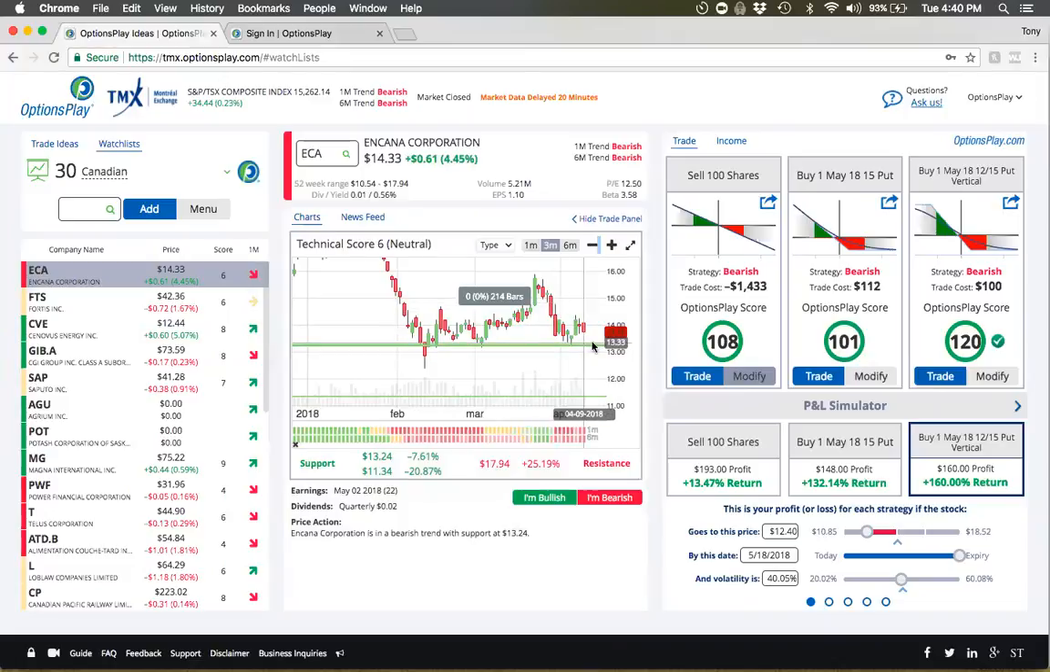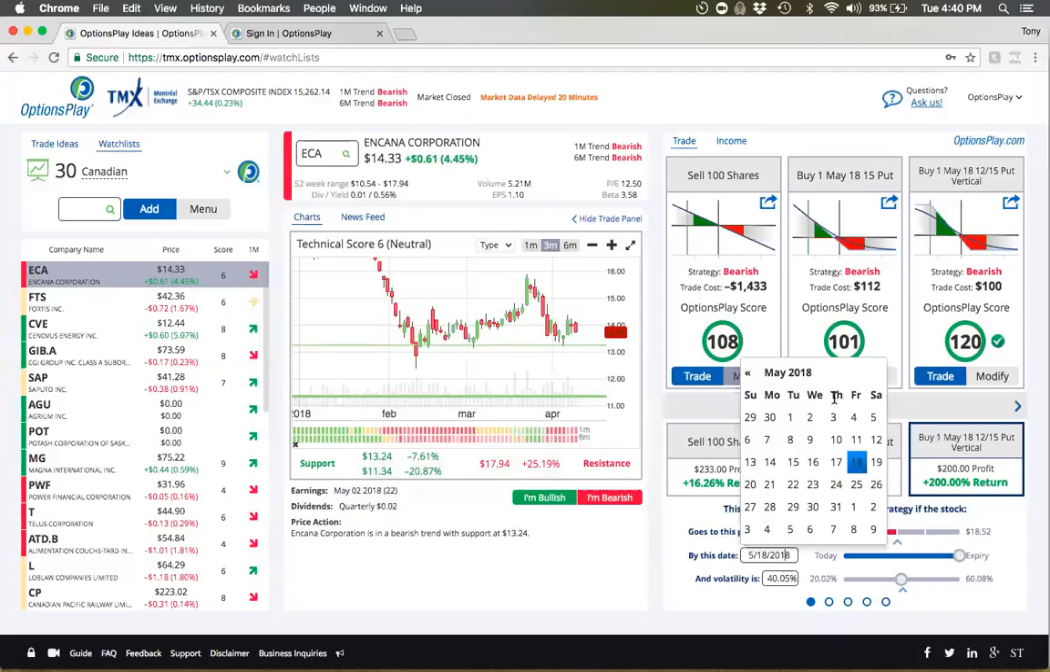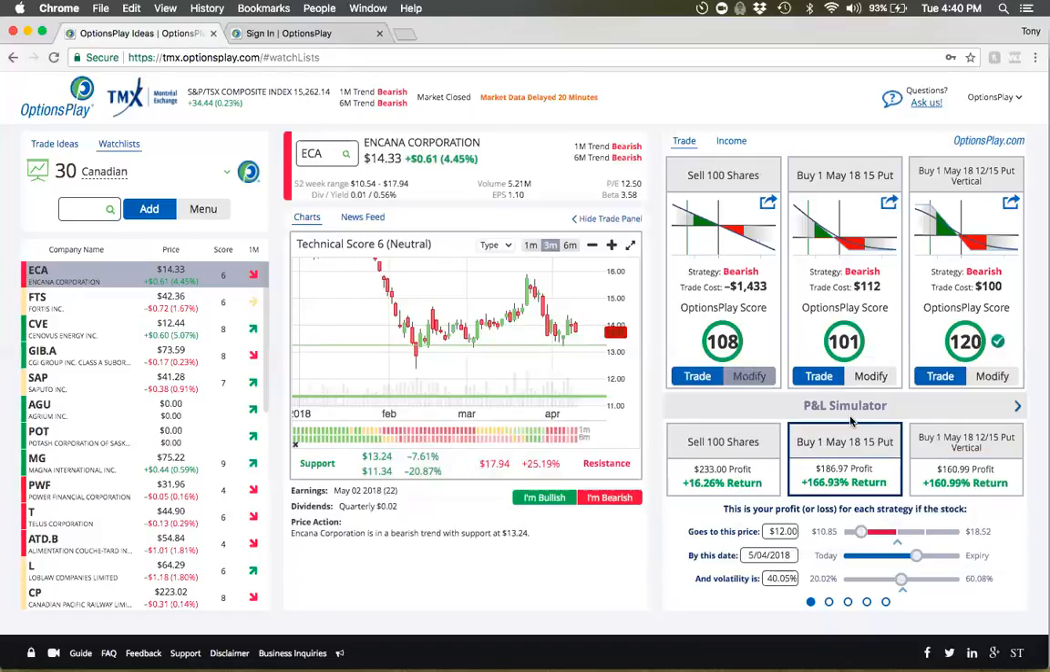It's sitting right above the support level. So let's say I think the stock may miss on earnings. It might break below this 13 level and maybe go down to this 12 or 11.50 level. So let's say I think it's going to go down to $12. We know it reports earnings on May 2nd, so let's say a few days after, on May 4th.